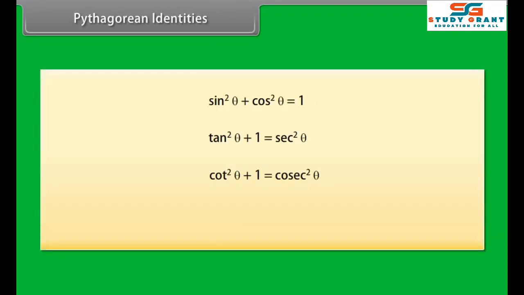Pythagorean identities. Have a look at these identities. Sin square theta plus cos square theta is equal to 1. Tan square theta plus 1 is equal to sec square theta. Cot square theta plus 1 is equal to cosec square theta. These identities are the Pythagorean identities.